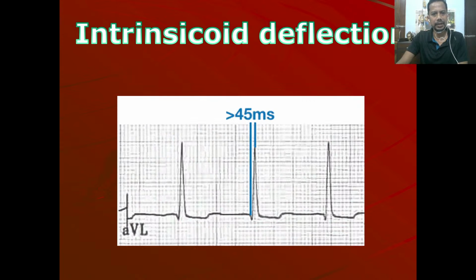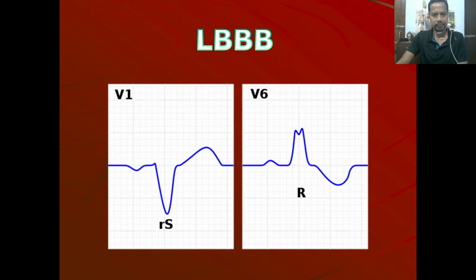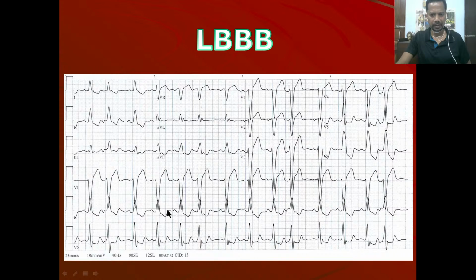Again, out here you can see intrinsicoid deflection. So LBBB we have done: tall R in V5 V6, M pattern, deep S in V1. Okay, so now the interesting part has started. So these are the ECGs.